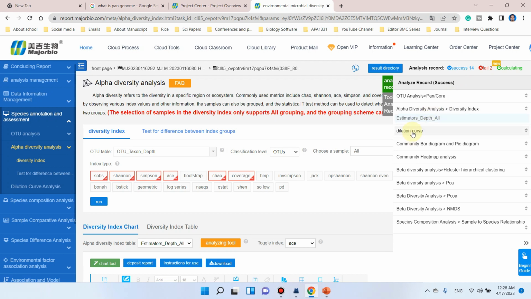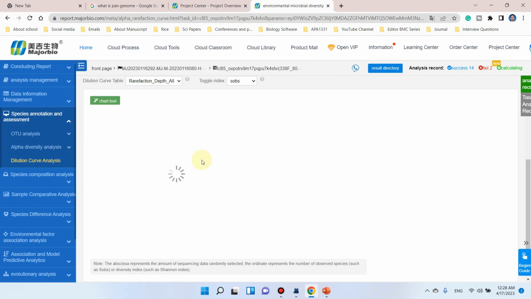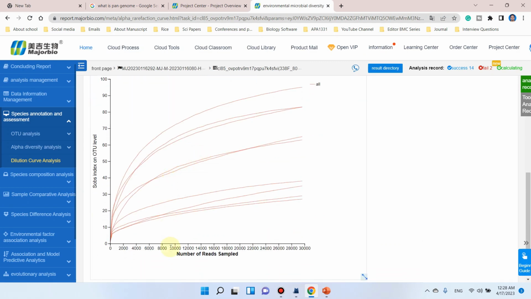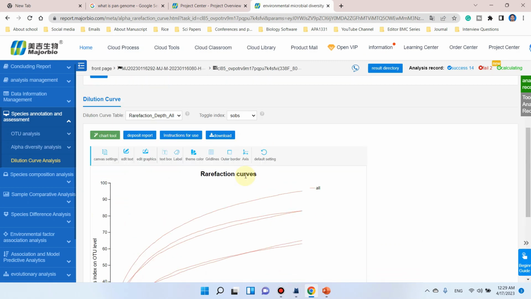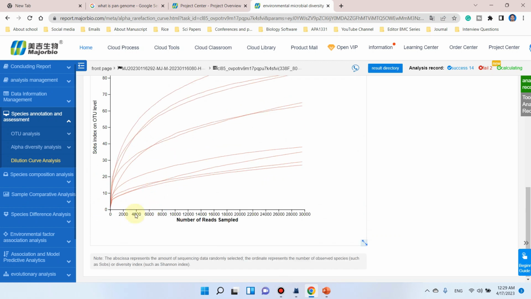to the dilution curve. If we double click on this, it will show you the dilution curve, diffraction depth at all. So here it is showing the diffraction curves, and here you can see it is showing the SOBS index on OTU level, and here it is showing the number of reads.